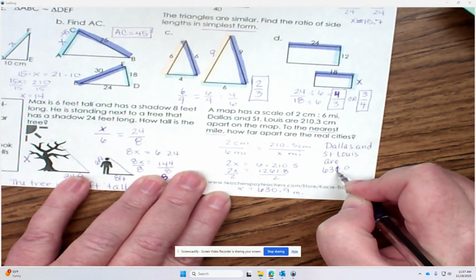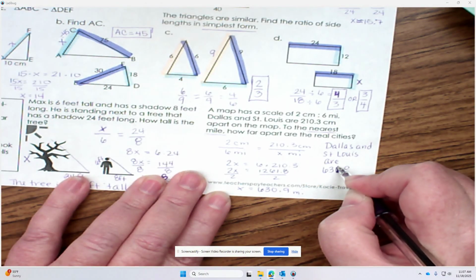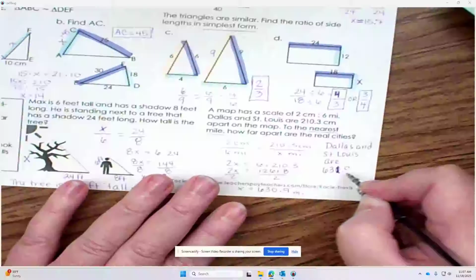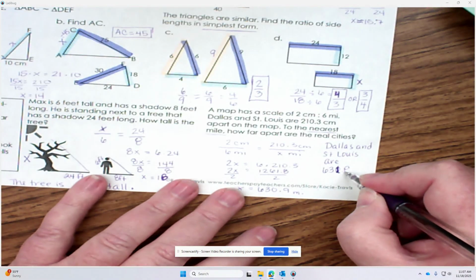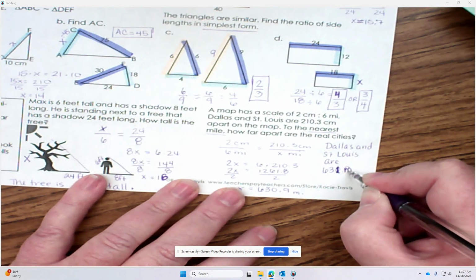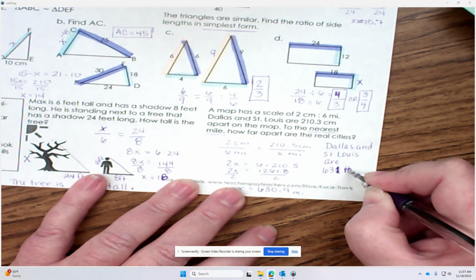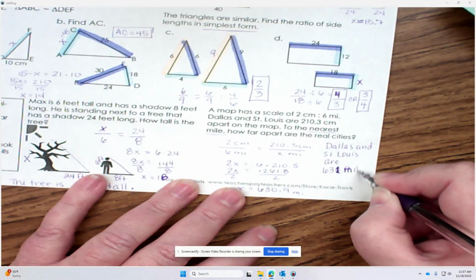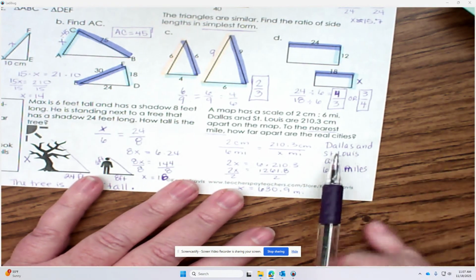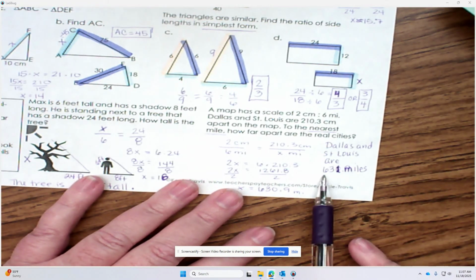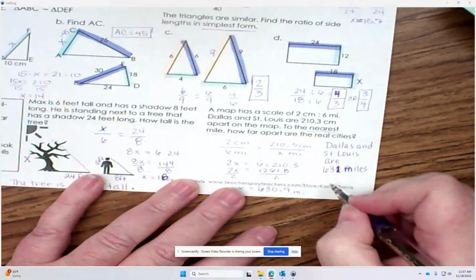So see, we gotta always read things carefully because it's easy to go, okay, I did the math, and then miss details. So I always go back and read it again. It's also a good reason why not to use pen. So let's go back and read what I was saying. Dallas and St. Louis are 631 miles apart.